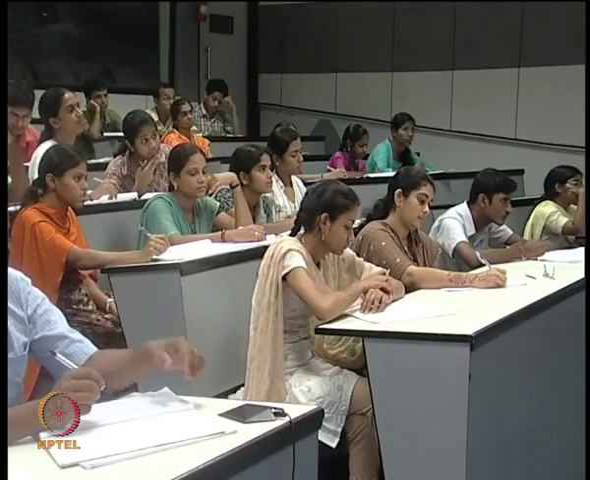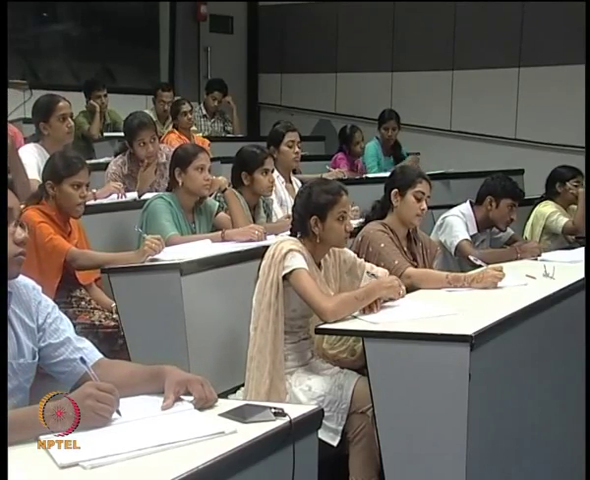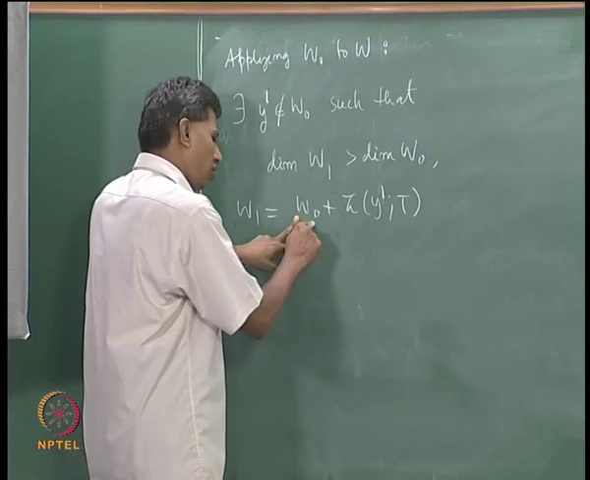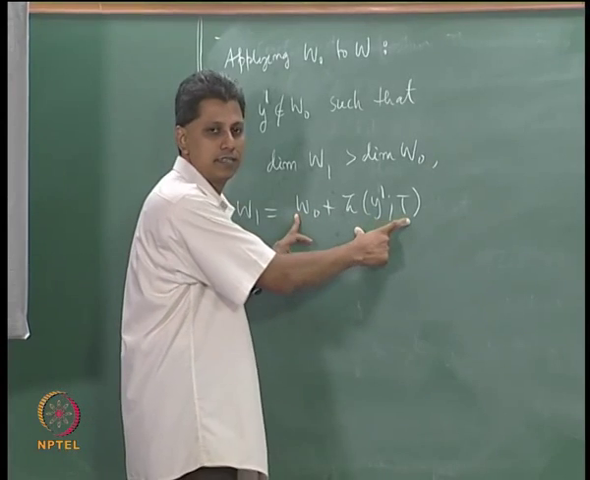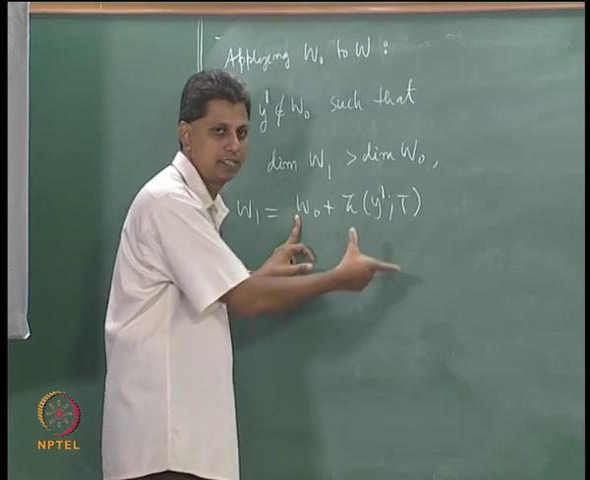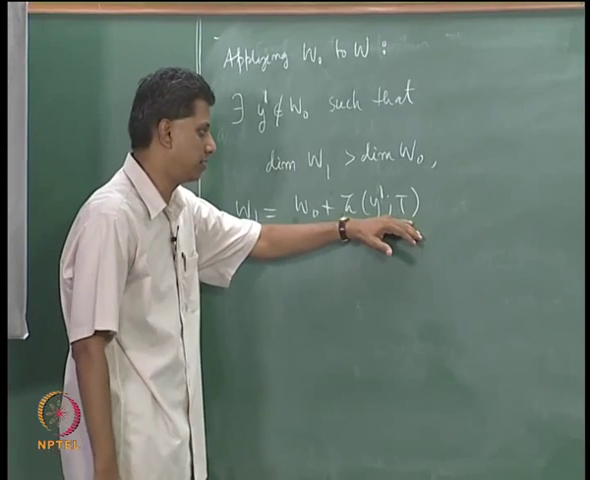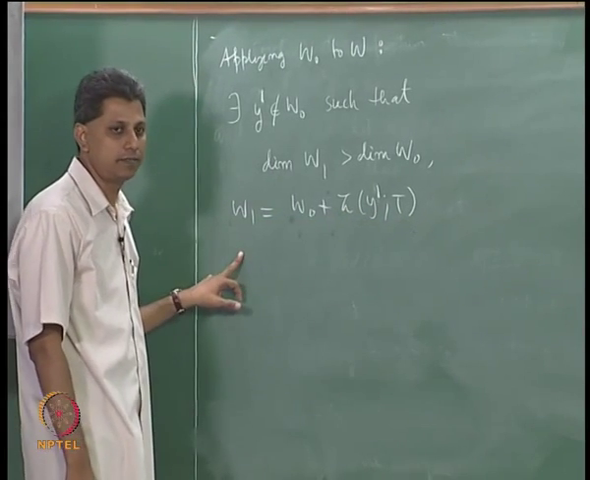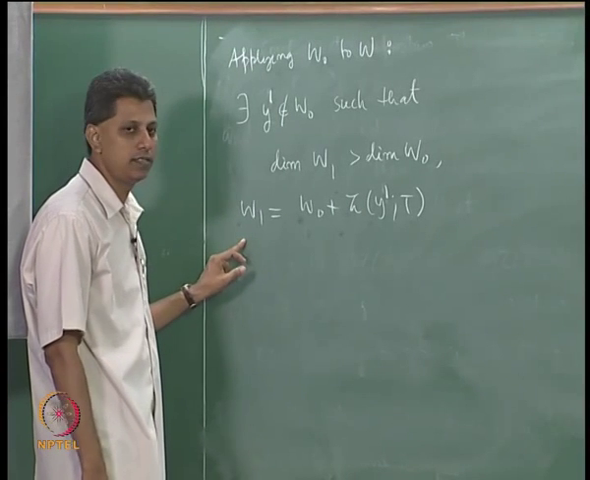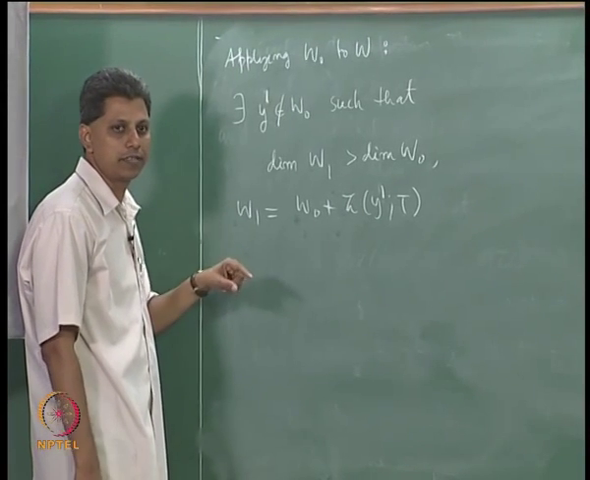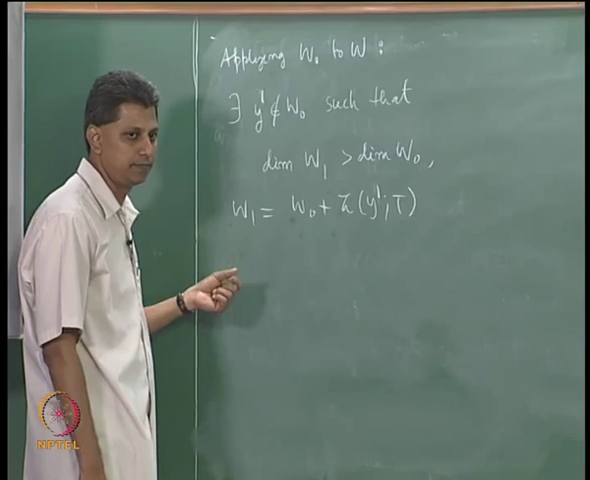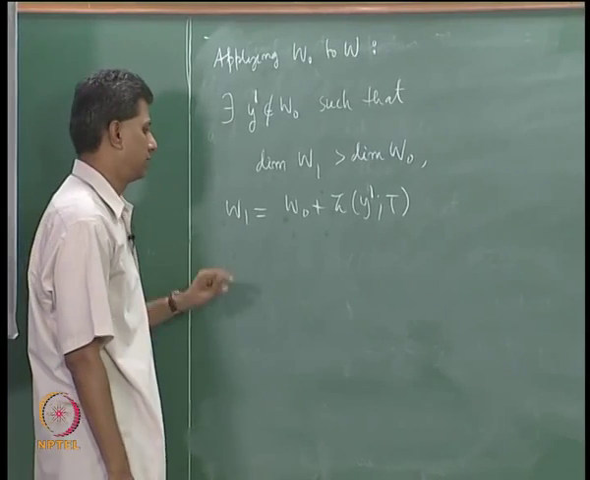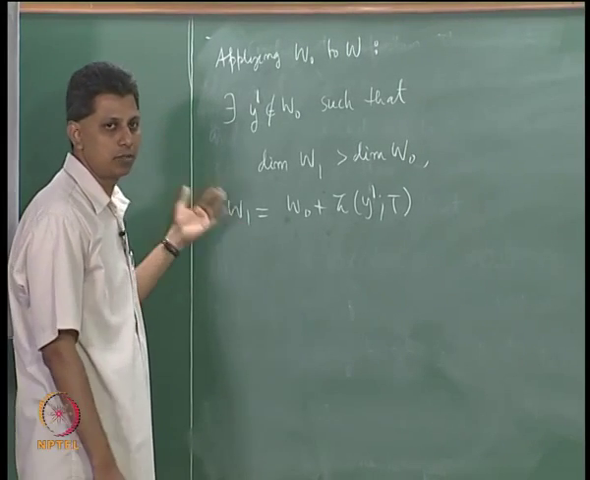What I do now is look at W1. W naught is invariant under T, and this cyclic subspace is invariant under T. So, the sum will also be invariant under T. So, W1 is invariant under T. If W1 is the whole of the space, we are done. Otherwise, I can apply this step to W1.